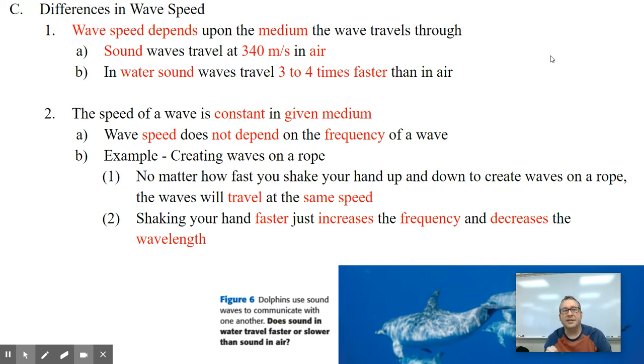So the speed of a wave is constant in a given medium. So wave speed does not depend on the frequency of the wave. Example, creating waves on the rope that we talked about in class. No matter how fast you shake your hand up and down to create waves on a rope, the waves will always travel at the same speed. Shaking your hand faster just increases the frequency and decreases the wavelength. So again, it doesn't matter how fast you shake that rope or how big your amplitudes are, it's always going to be a constant speed in that same medium.